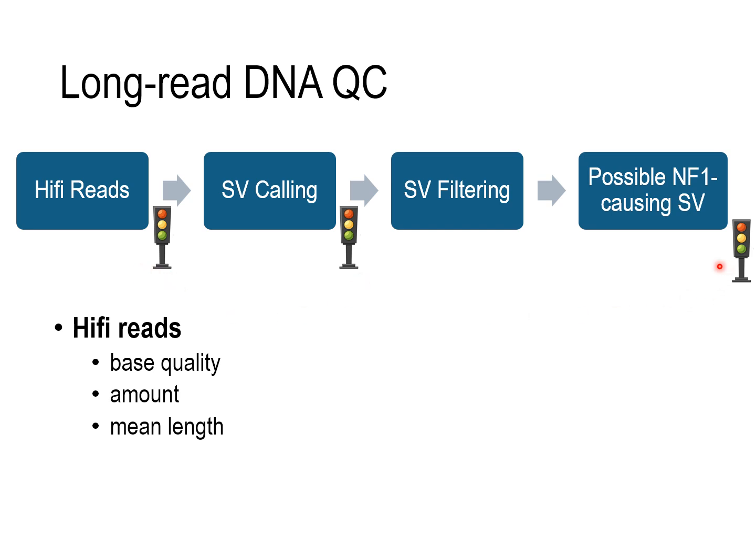Following our QC pipeline shown here, we started with quality assessment of the HiFi reads. While we also planned to evaluate SV, or structural variant, calling results and possible NF1 causing SV in this video, the SV count analysis was covered in our previous video, and as mentioned before, no NF1 related structural variants were identified. Therefore, I will focus on the quality metrics of our HiFi reads.